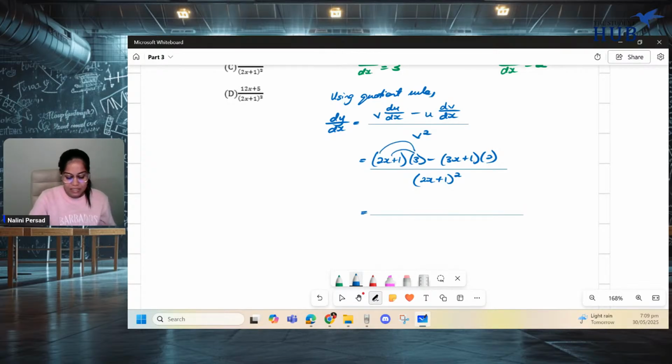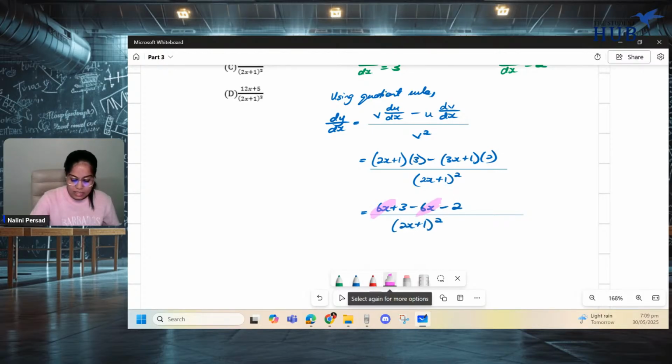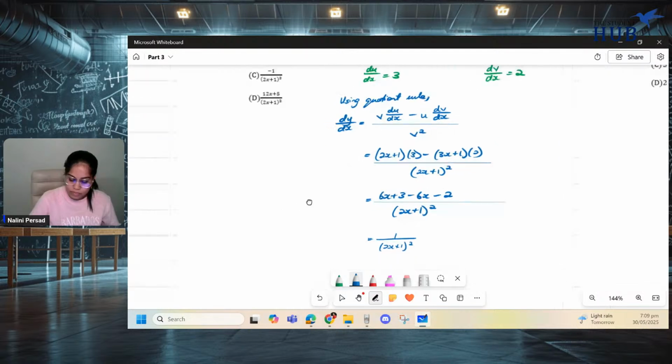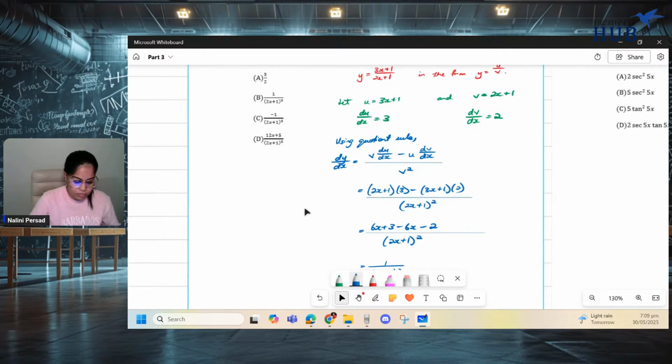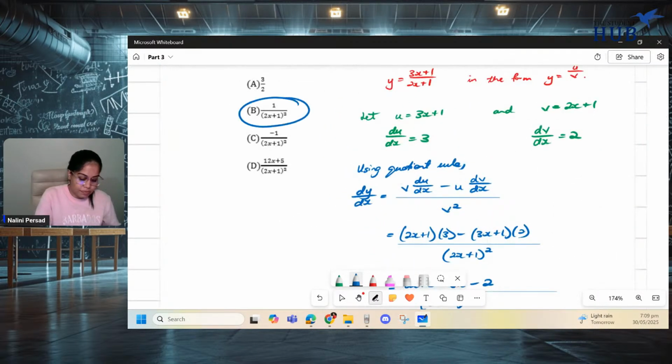So you expand. Now be careful here. It's minus 1 multiplied by 2, which is negative 2. The 6x and the negative 6x go away. 3 minus 2 is 1. So 1 over 2x plus 1 squared. So option B.